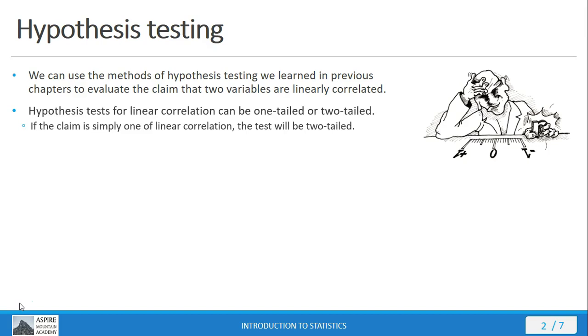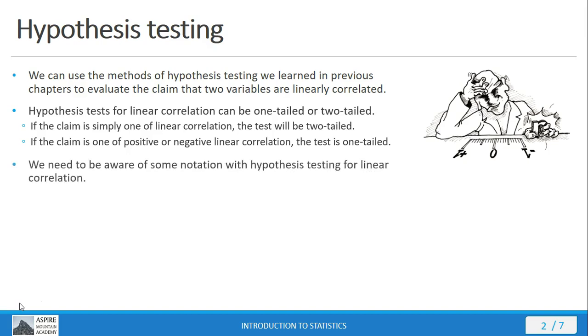The reason for that is because the claim that we make is simply one of linear correlation. So we're not specifying a particular type of linear correlation. We're not saying it's positive or negative. We're just saying plain linear correlation, which means it could be either way. It could be negative on the left or positive on the right. And therefore that makes the test two-tailed. Of course, if we do specify we want positive linear correlation, or negative linear correlation, then the test is going to be one-tailed.